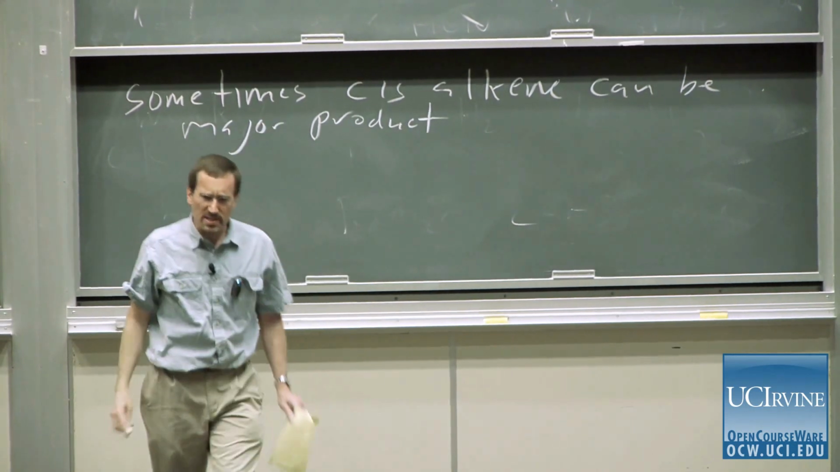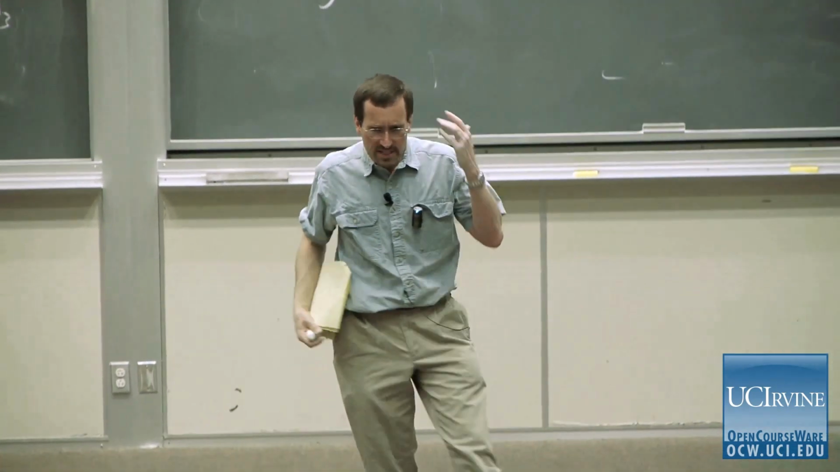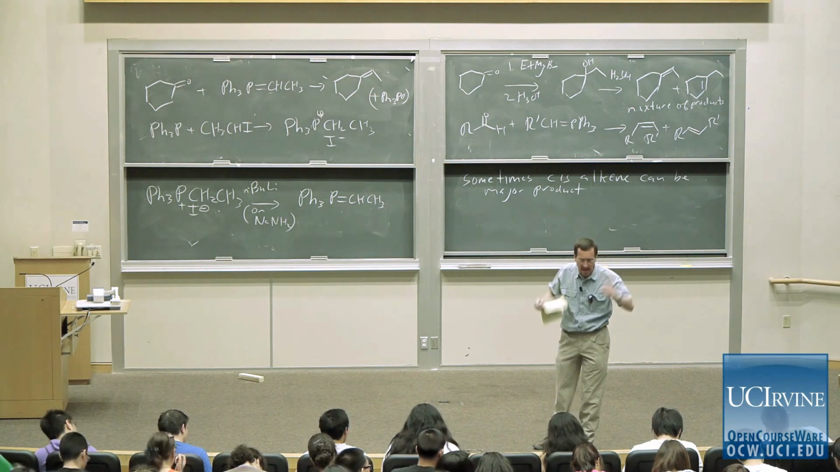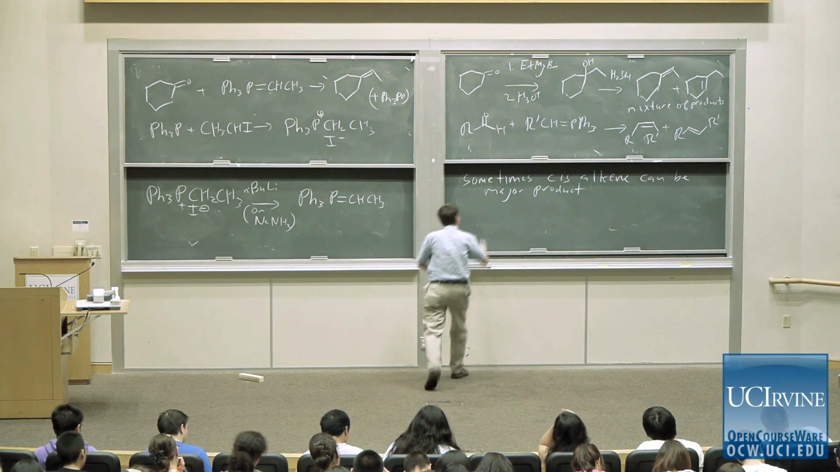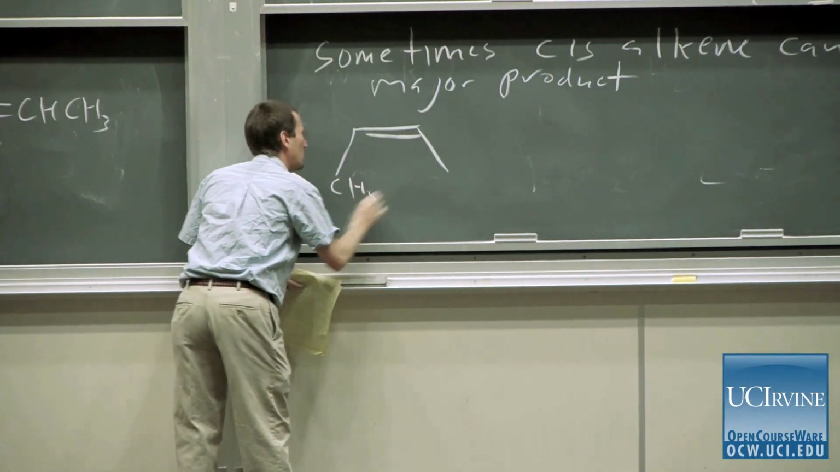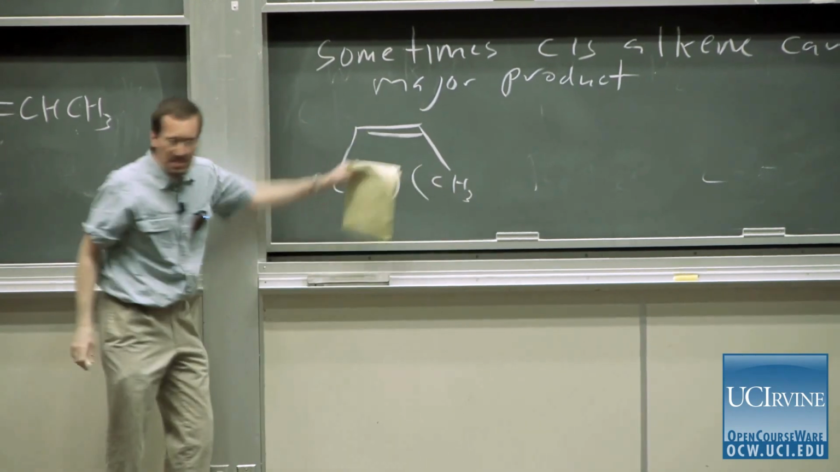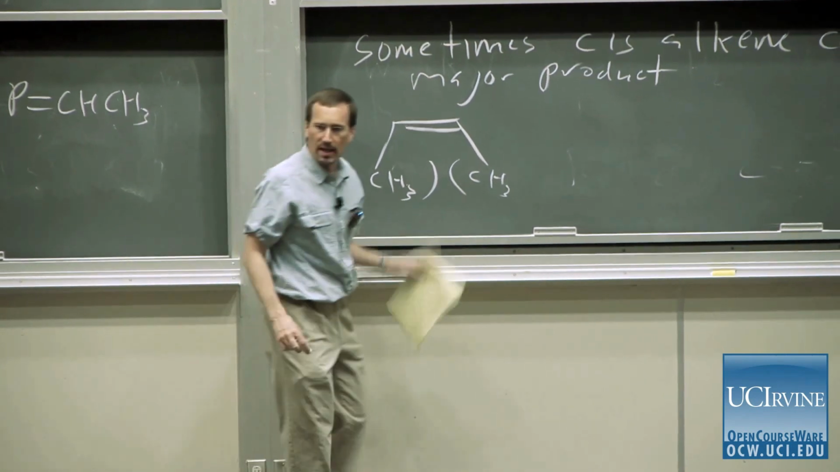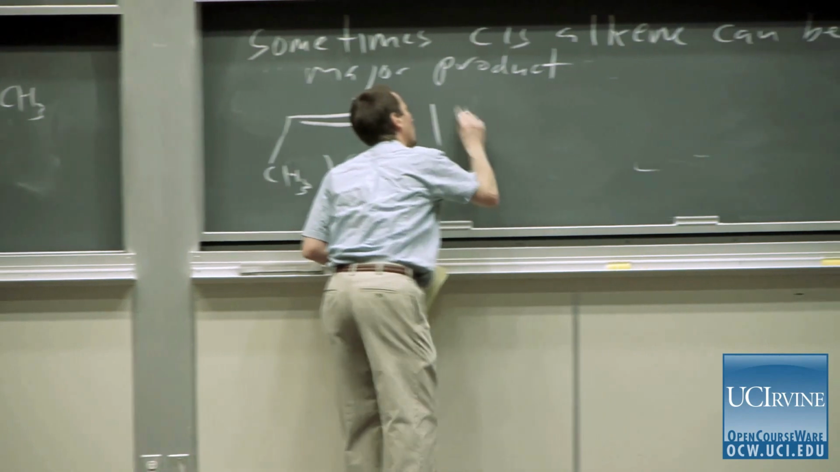And this is surprising because it's contra-thermodynamic. The more stable alkene is the trans-alkene. In the cis-alkene, the two substituents bump into each other. If I have cis-2-butene, the two methyl groups gently bang into each other, but cis-2-butene is about 1 kilocalorie per mole less stable than trans-2-butene.